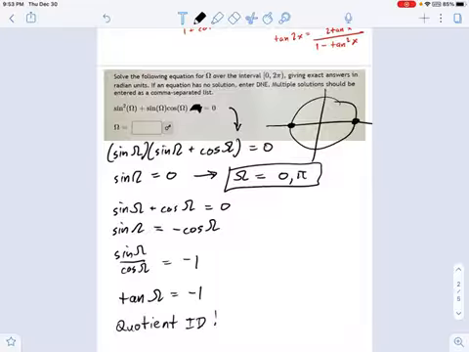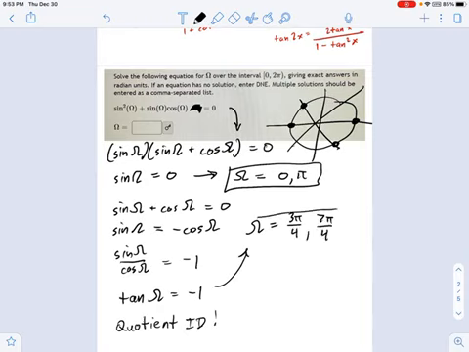We can use tangent omega equals negative 1 to find some more angles. And those are going to be, remember, tangent functions equal 1 or negative 1 on these diagonal lines. Okay, so those 45-degree lines. And negative 1 is in quadrant 2 and quadrant 4. So that's going to be what? That's, I think, 3 pi over 4 and 7 pi over 4 from the looks of it in my poor drawing right there. So there are your answers.